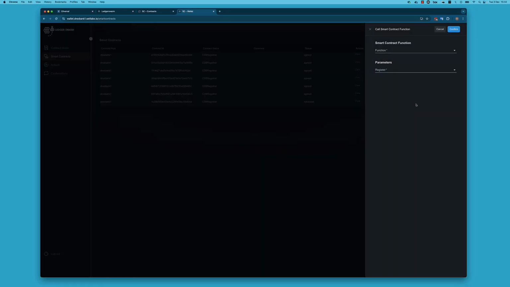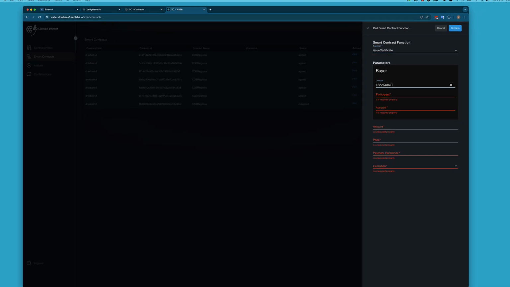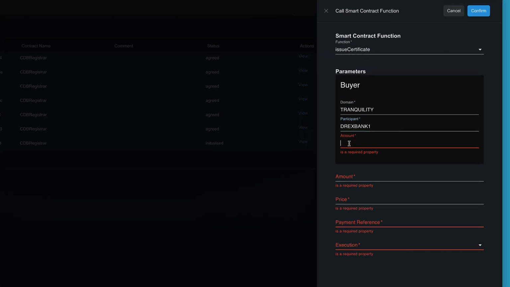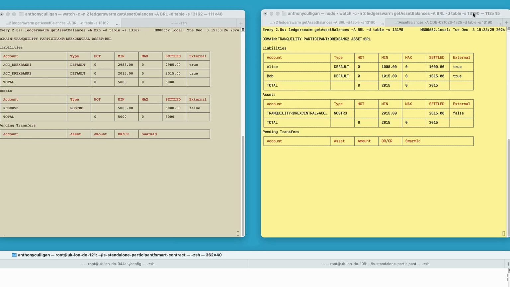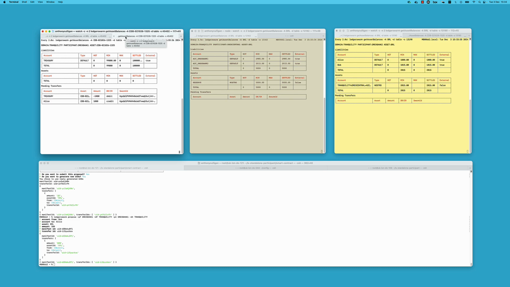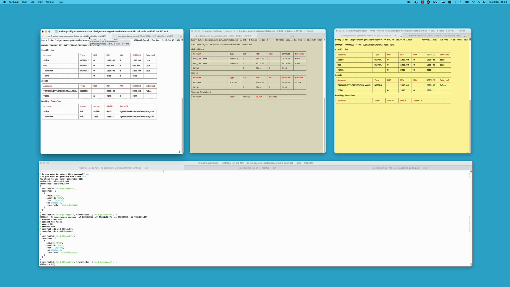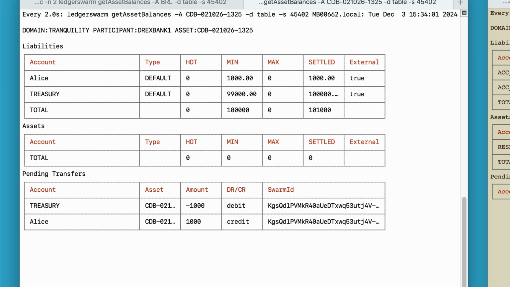We issue 1,000 to Alice at DREX Bank 1. Let's have a look at how that is reflected in the DREX Bank 1 ledgers. You can see that Alice now holds 1,000 certificates and has paid 1,000 Brazilian real to Treasury for those certificates. The smart contract has orchestrated these two movements as an atomic transaction.